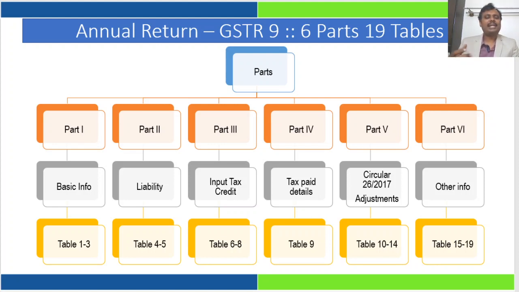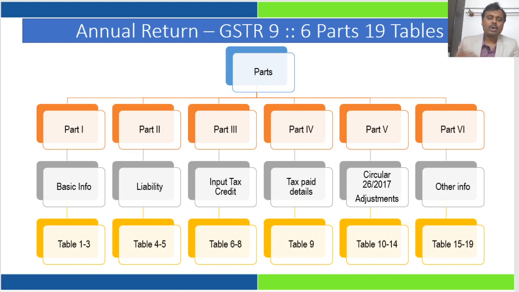After the liability and input tax credit, how is my net liability discharged? So your part 4 deals with taxes payable and taxes paid, which is only one table, table 9. And you do not have a data entry in taxes paid because it's a statement of fact that the taxes have been discharged using GSTR 3B. Ideally, the form should have concluded by now.